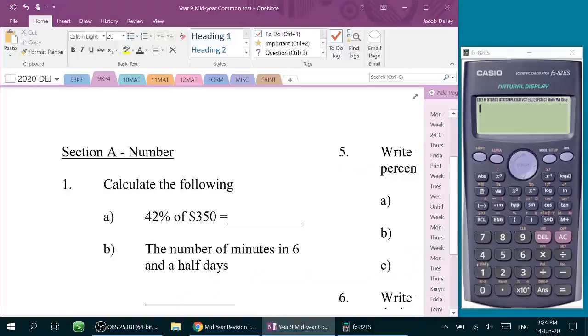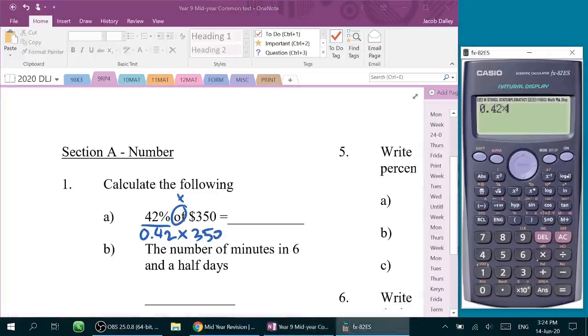So, percentages. If you're trying to find a percentage of something with a calculator, what you want to do first is change your percentage to a decimal. So that's just moving the decimal point 2 over. And if you ever see "of", generally you're going to multiply your numbers together. So in your calculator you would do 0.42 times 350, and that's your answer. So 42% of 350 is $147.